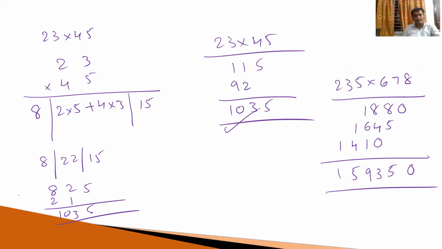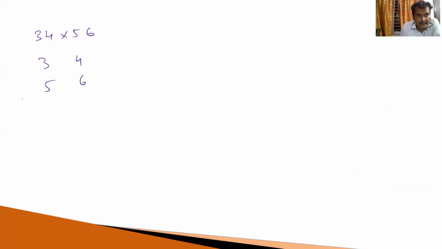Is it clear, all of you? I'll explain one more example. Okay. Suppose 34 into 56. What happened? 3, 4, 5, 6. 3 times 5, 15. The hundreds digit is over. Next the tens digit. What is the tens digit? 3 times 6, 18. Keep in your mind.